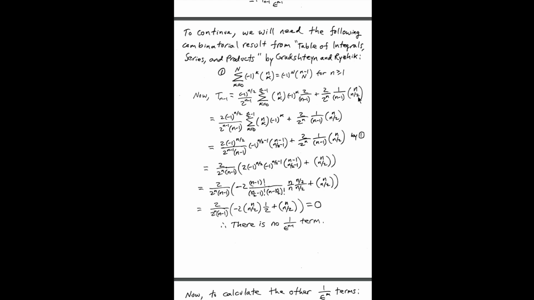All right, let's pull some of the stuff out of here. This equals 2 times (-1)^(n/2) over 2^n times (n-1) times the sum as k goes from 0 to n/2 - 1 of (n choose k) times (-1)^k, plus 2 over 2^n, 1 over (n-1), and choose n over 2.